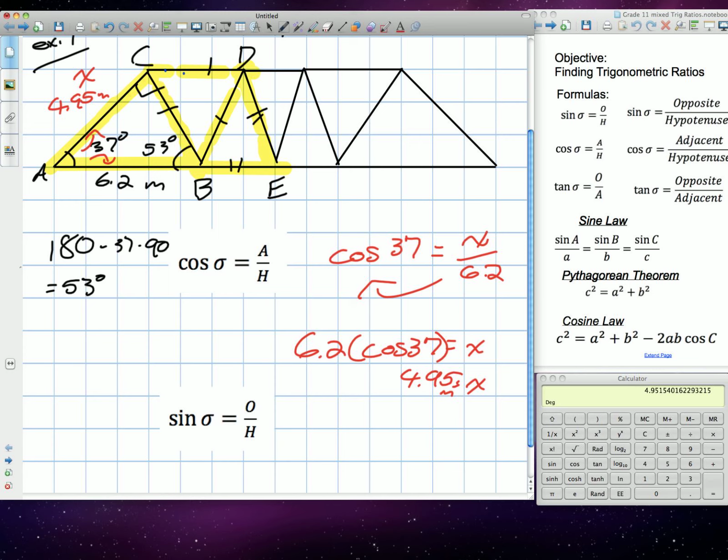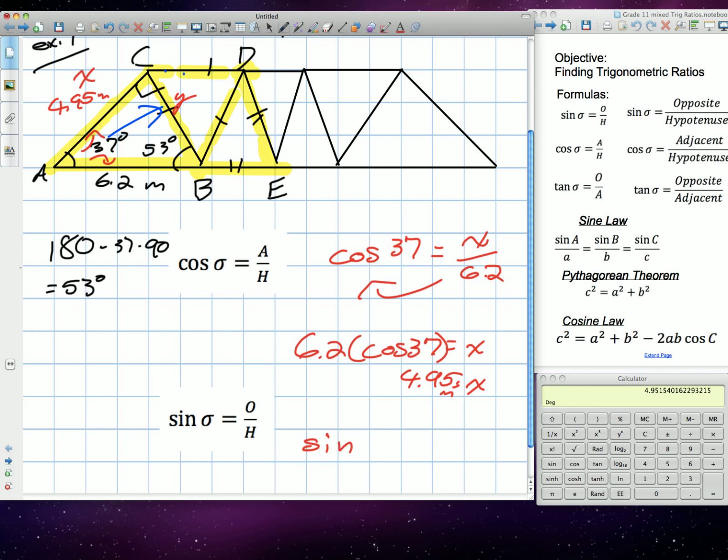Let's use Pythagorean's just so we use several laws to solve this. We can use Pythagorean's theorem. Oh, you know what? I already have the sine here, so we're going to use sine. Opposite side. We need to find this opposite side. Let's call it y. That means sine 37 again is equal to, the opposite is our y. Our hypotenuse is still 6.2.